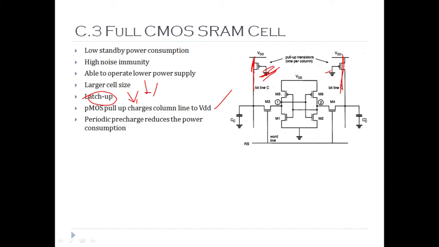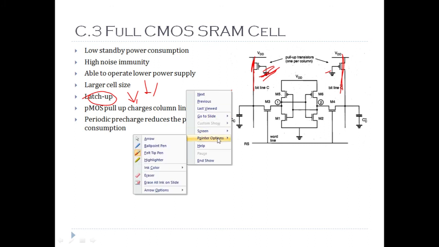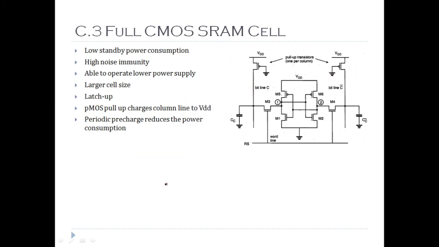Now the power consumption, obviously, when you have pull-up transistors which are permanently connected to ground, so they are always on, so power consumption will increase. But this can be reduced further by using the periodic pre-charge circuit, and like the dynamic CMOS we have studied, there will be periodic pre-charge for this, so the equalization can be carried out periodically.